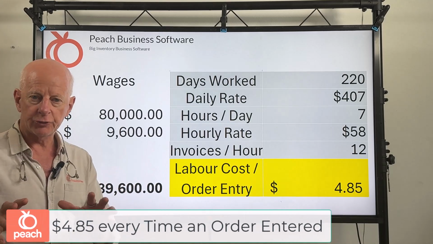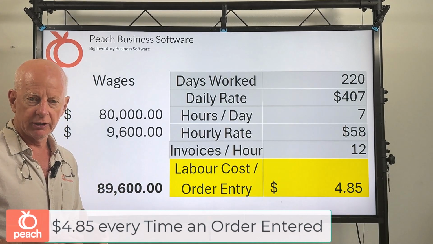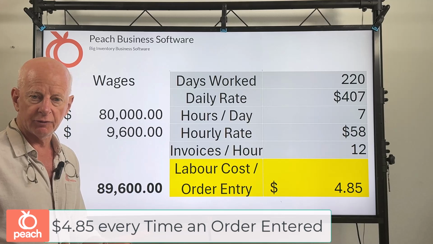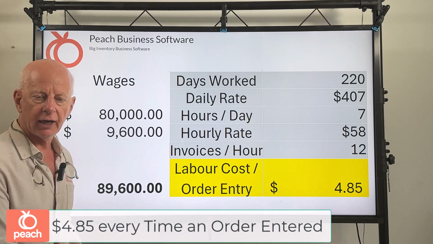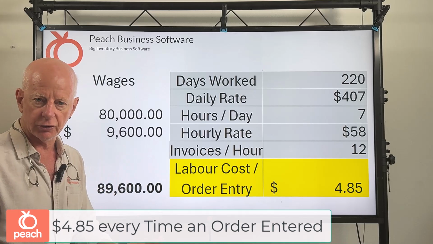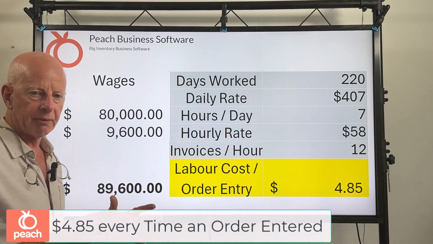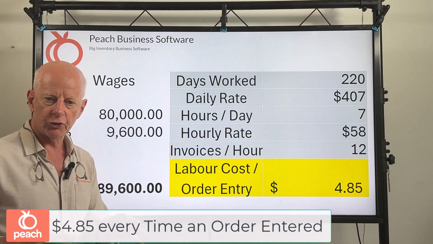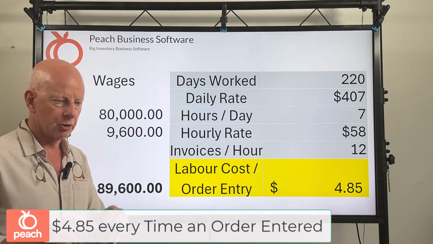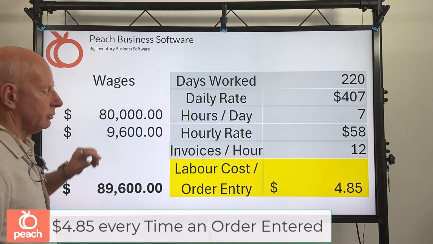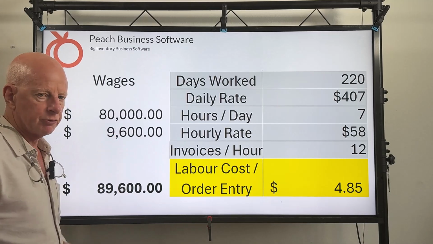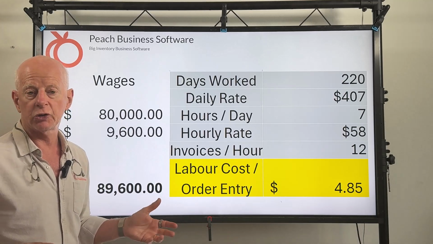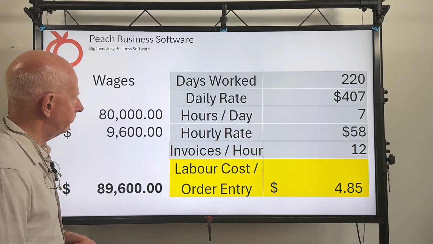If I'm entering orders from my customers manually, they come in through phone or email, and I may need to get back to them to give them correction on pricing, or we may not have something in stock, so we need to give them an alternate, things like that. If you're doing that manually, then it's costing you around about $4.85 for every transaction, every customer order that you're processing. So if you're paying someone 80 grand a year, 9,600 for superannuation, 90 grand.